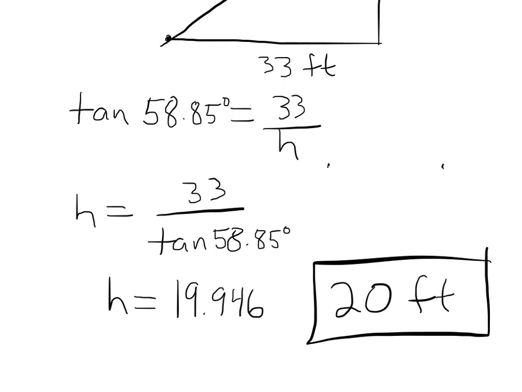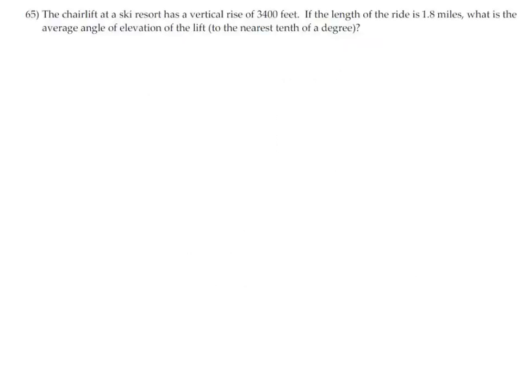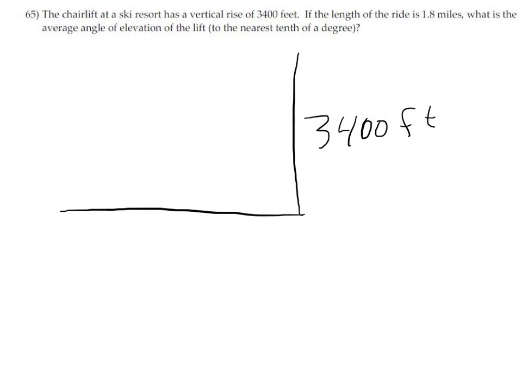Great. The chairlift at a ski resort has a vertical rise of 3,400 feet. If the length of the ride is 1.8 miles, what is the average angle of elevation of the lift? Okay, so we have the vertical rise is 3,400 feet. The length of the ride is 1.8 miles. I'm not going to like that very long.